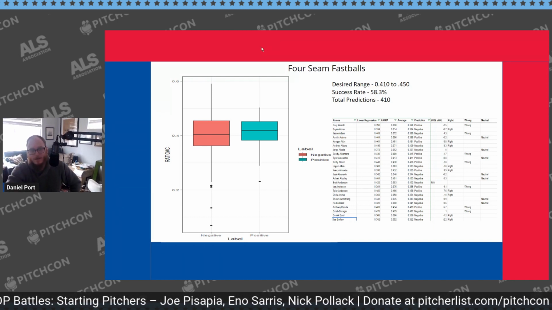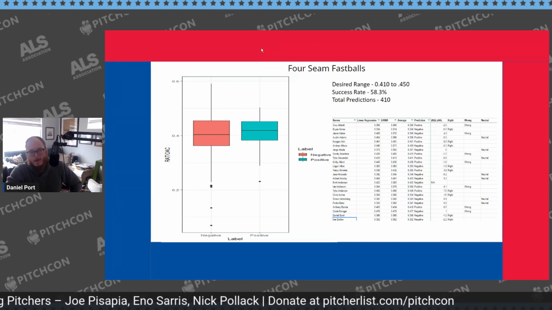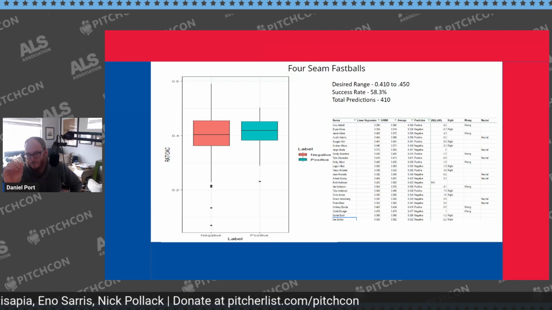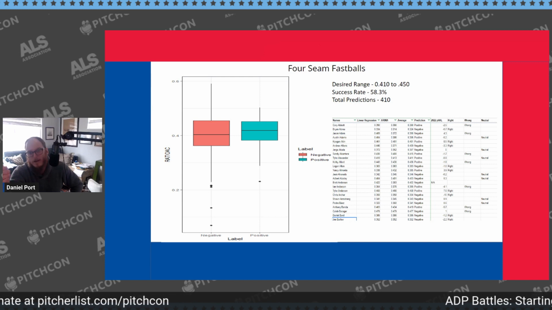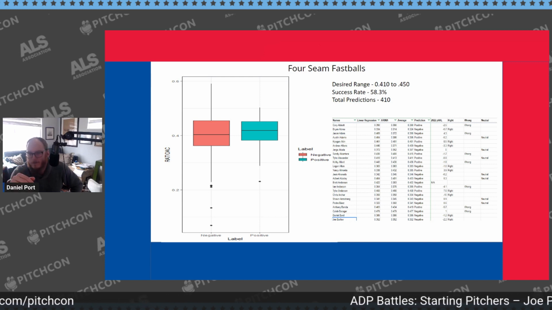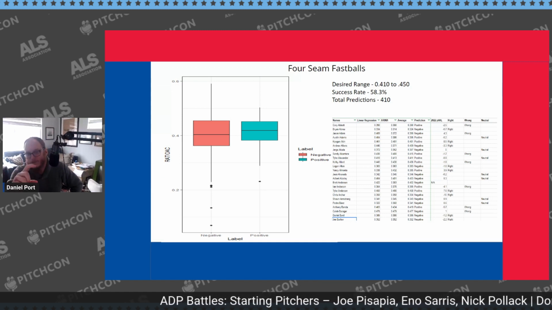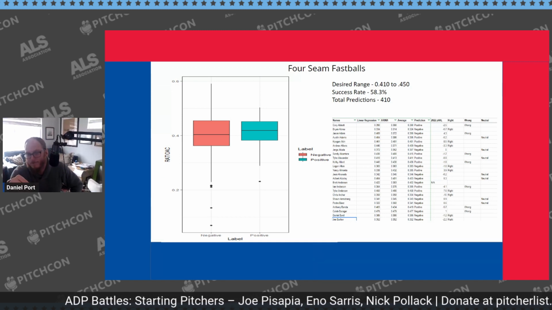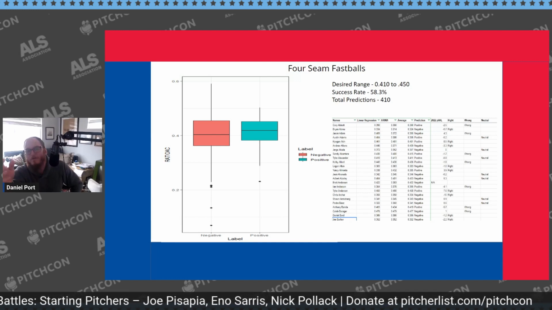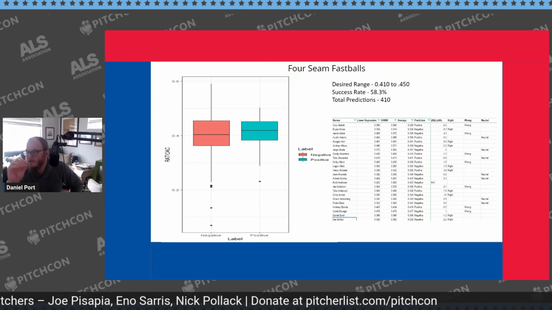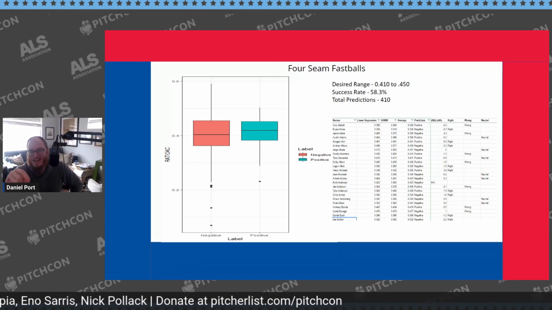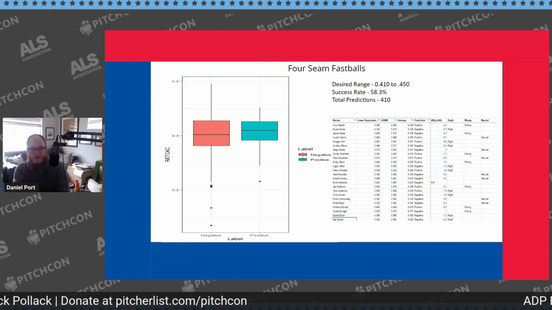As you can see here, you've got that line in the middle of the box that shows the median, essentially the middle of the data. I started there and went a little bit up for fastballs because there's so much overlap between these two boxes. So I went from 0.410 to right about 0.450, right? I want to try and really find OLRs in that data range. And here's the funny thing, it was incredibly successful.